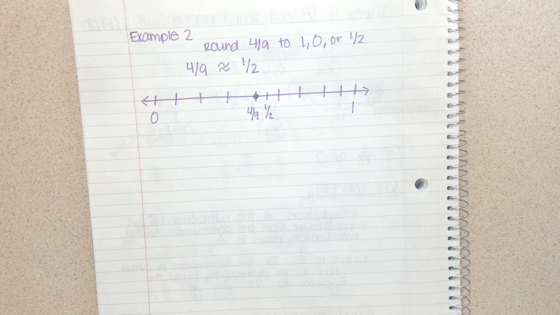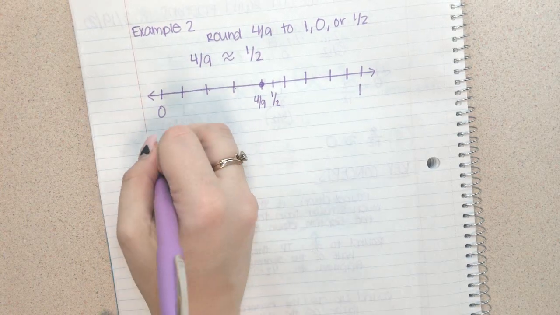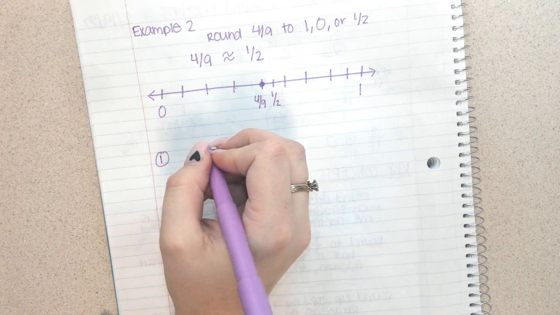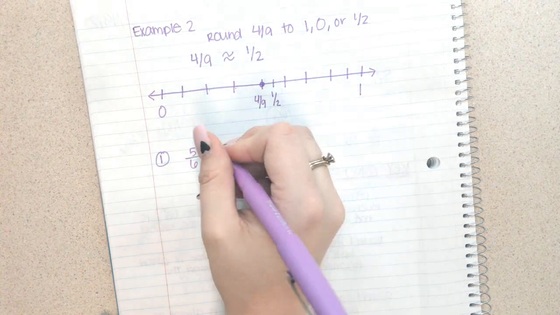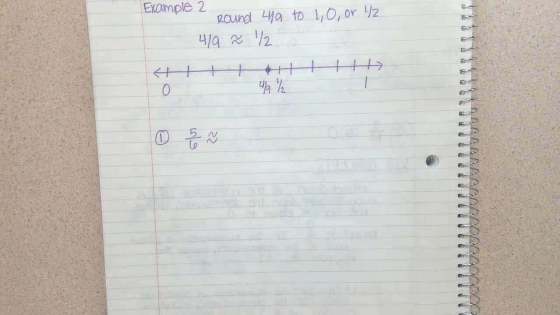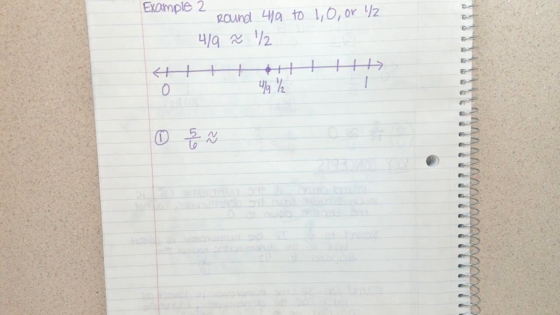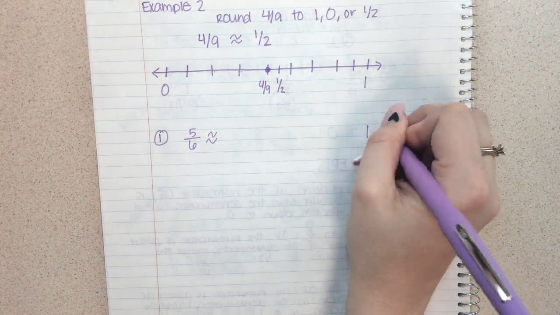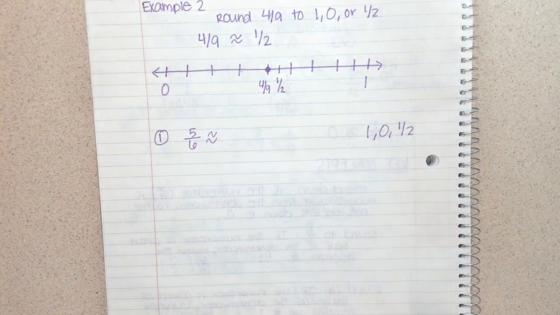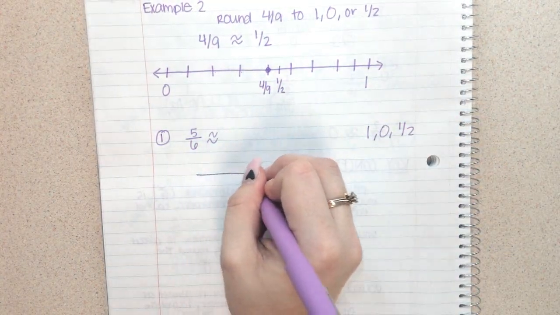So let's go ahead and try a couple more. All right, 5/6. Now that little wavy equal sign means we're rounding. Sorry, technical difficulties. There we go. So we are, again, figuring out if it's close to 1, 0, or 1/2. So let's go ahead and we're going to do this one on a number line.